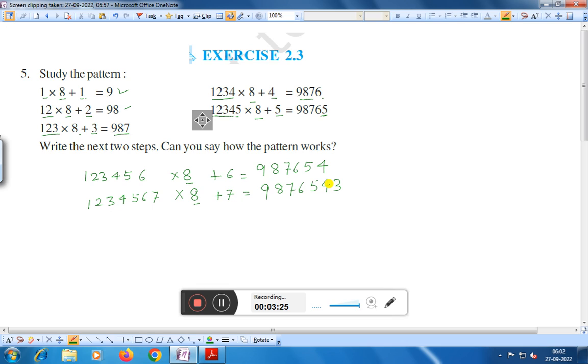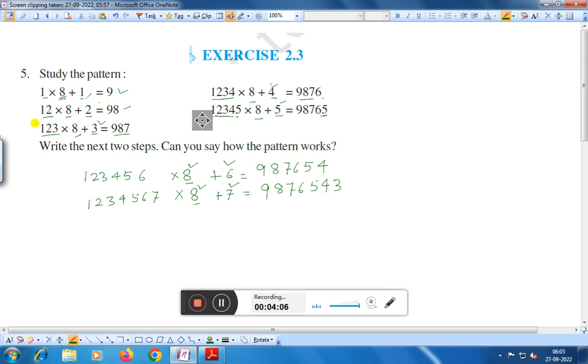Again I am repeating once again. Here the question is write the next two steps. Can you say how the pattern works? Again I am telling. You see the first step is 1. After that plus 2, plus 3, plus 4, plus 5. Therefore the next number will be plus 6, and after that it will be plus 7. Right? Now you see this pattern. 1 into 8. The second one is 12 into 8. All are multiplied by 8.